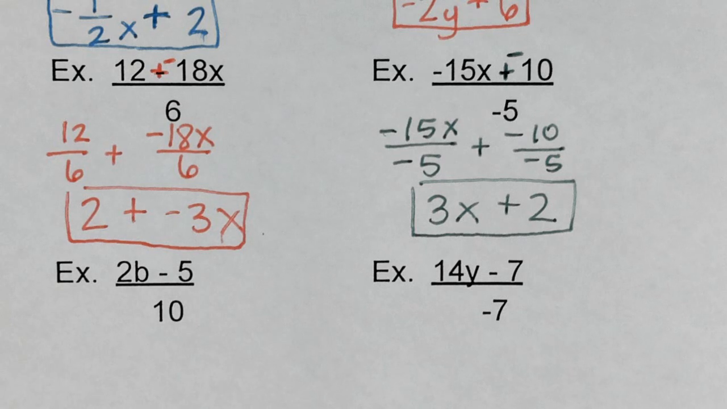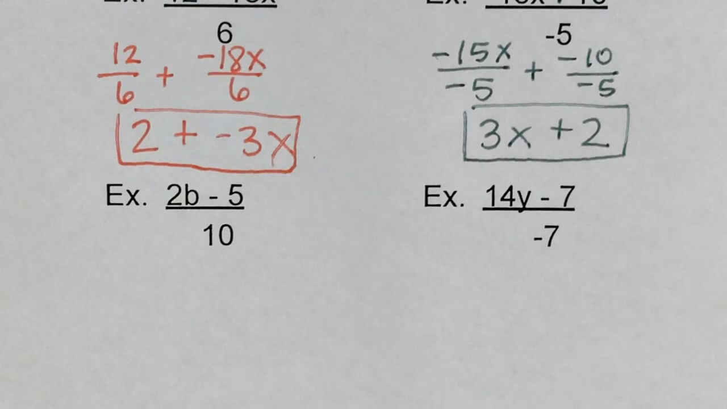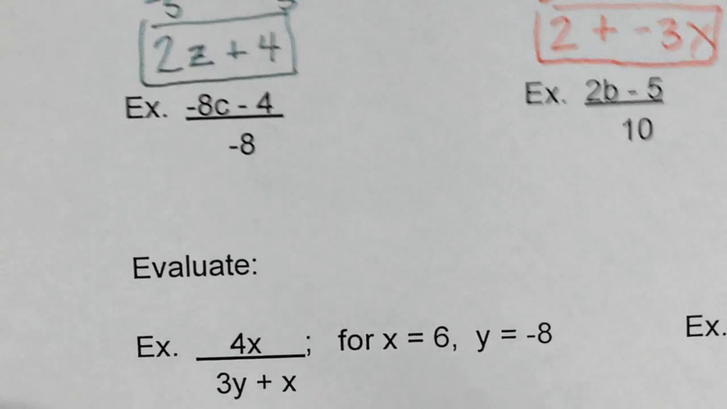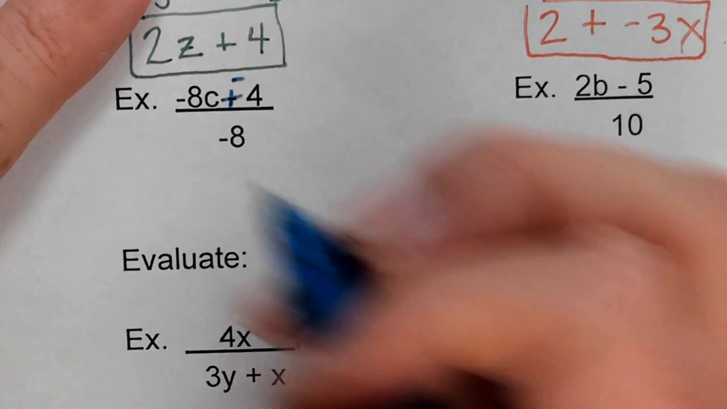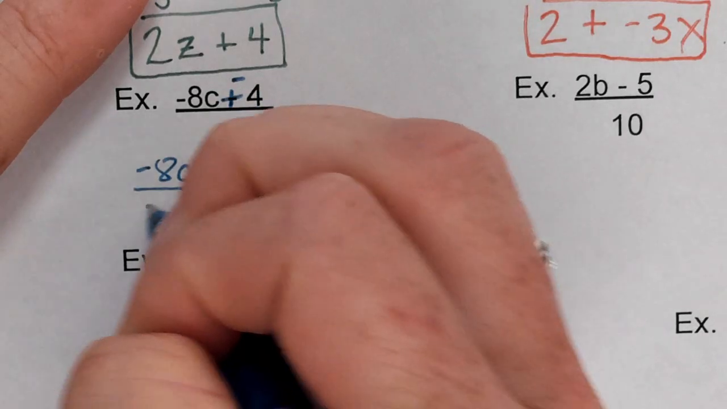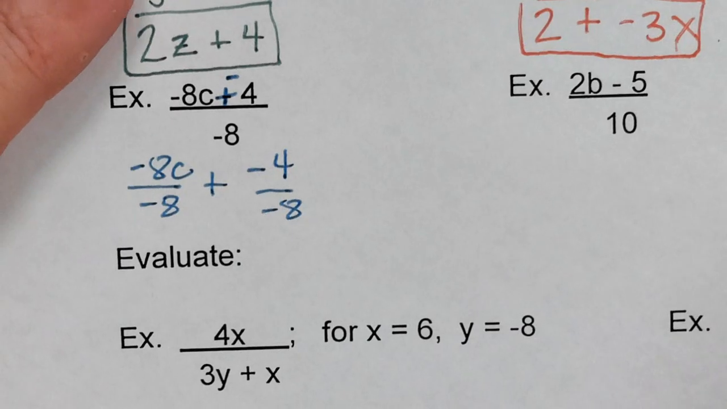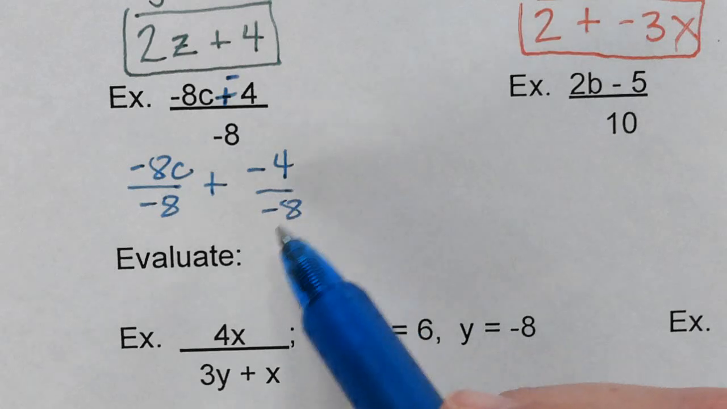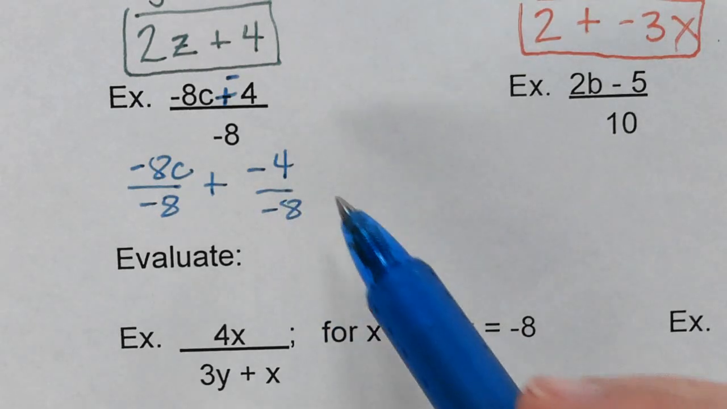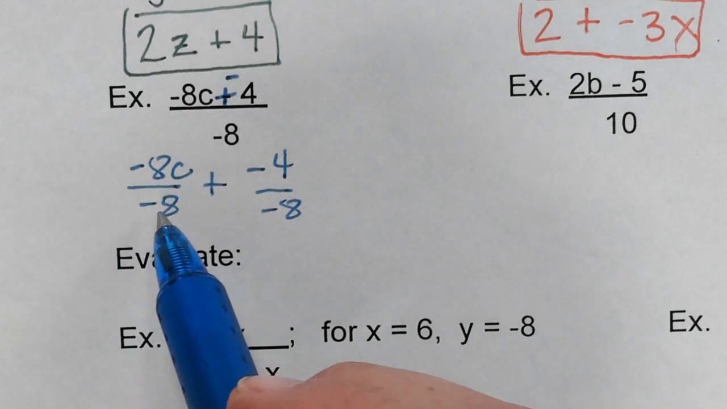How'd we do? Good? Are there any questions? Okay, let's go to the next one. Change. Negative 8c over negative 8 plus negative 4 over negative 8. Now, where people get in trouble is they go too fast and they think that this right here simplifies to 2. So don't go too fast. If the smaller number's on top, then it's a fraction. Yes? Okay. Negative 8 divided by negative 8 is?